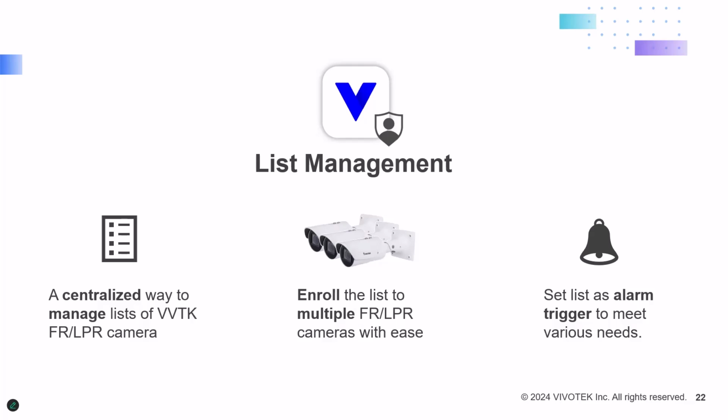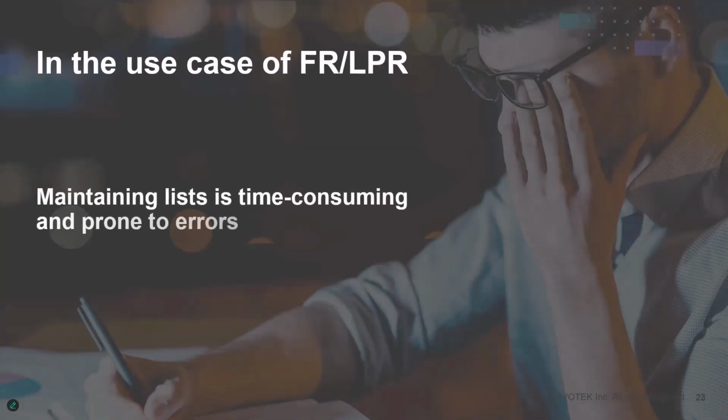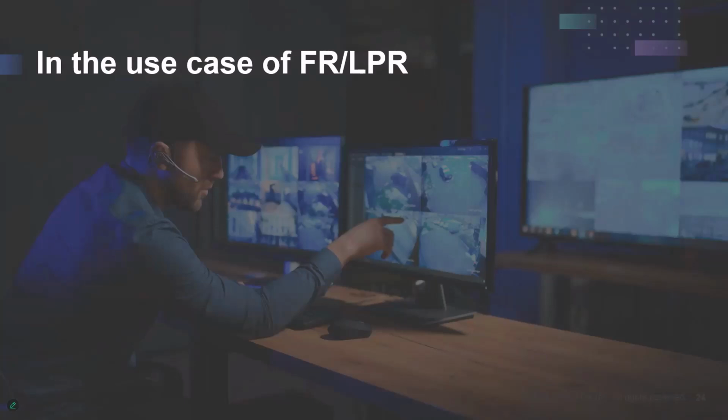So in the past, we've received a lot of feedback about our LPR and our FR camera use cases. One of the biggest challenges that users face is maintaining the list. Many rely on offline methods, which can lead to issues like data loss or version control problems. Additionally, lists must be manually updated on each camera, making the process very inefficient and time consuming.